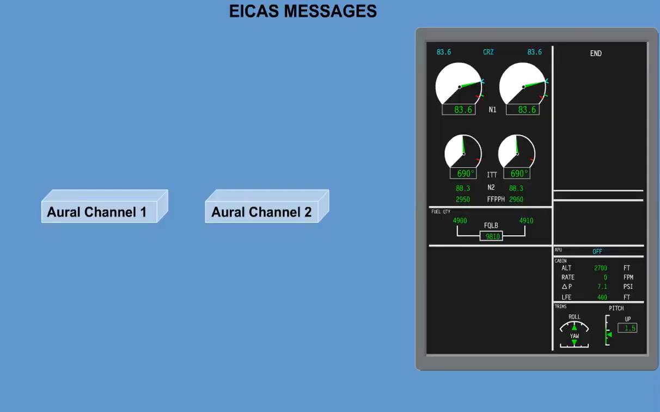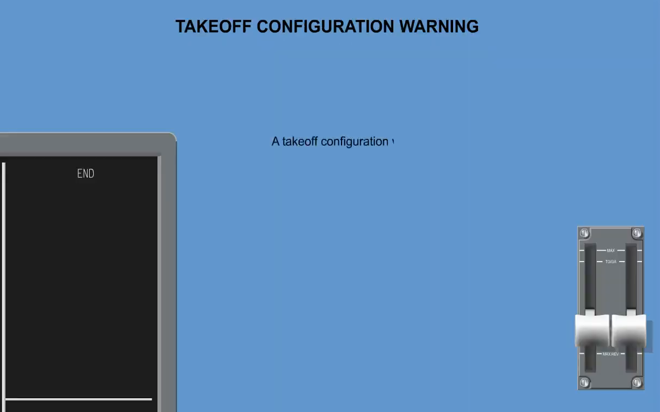ICAS messages. If both aural warning channels are inoperative, an aural warning system fail message is shown on the ICAS display. If only one channel is inoperative, an aural warning system fault message is displayed. A takeoff configuration warning indicates that the airplane configuration is not in a suitable takeoff condition. It is provided through the aural warning system.